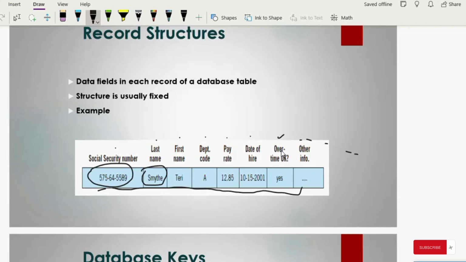So different data fields, when we combine together, they make a record. Usually in accounting information systems, the record structure is fixed. The record is also known as a tuple, T-U-P-L-E, and it stores the information about this record. Could be about a person, about an event, about a transaction, about an asset. So it could be about a person, event, or thing.